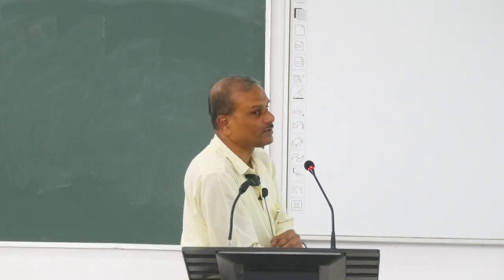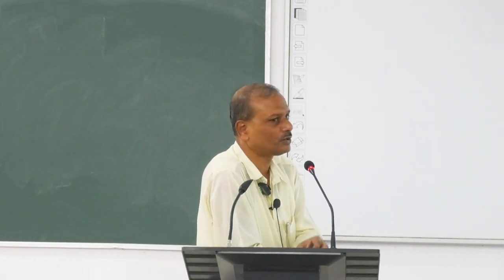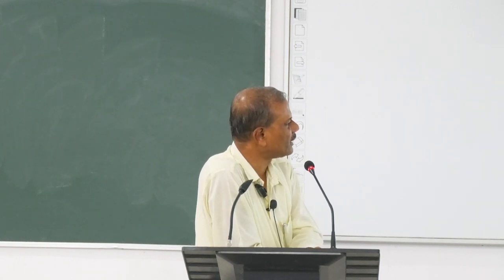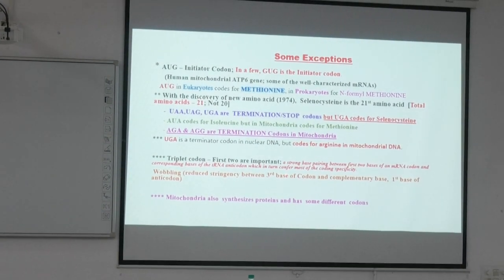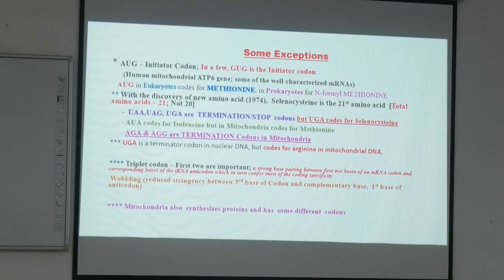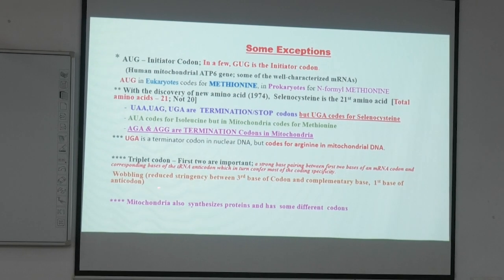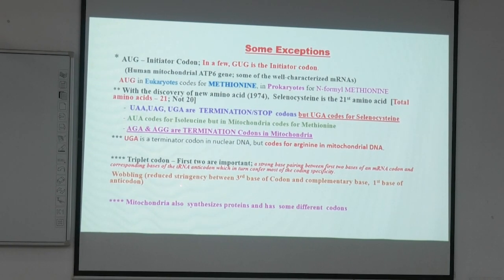Now, in a triplet codon the first two bases are important. As I told you, there is strong base pairing between the mRNA codon and the corresponding anticodon, which in turn causes specificity, not the third one. So wobble means there is a reduced stringency between the third base of the codon and the complementary first base of the anticodon.